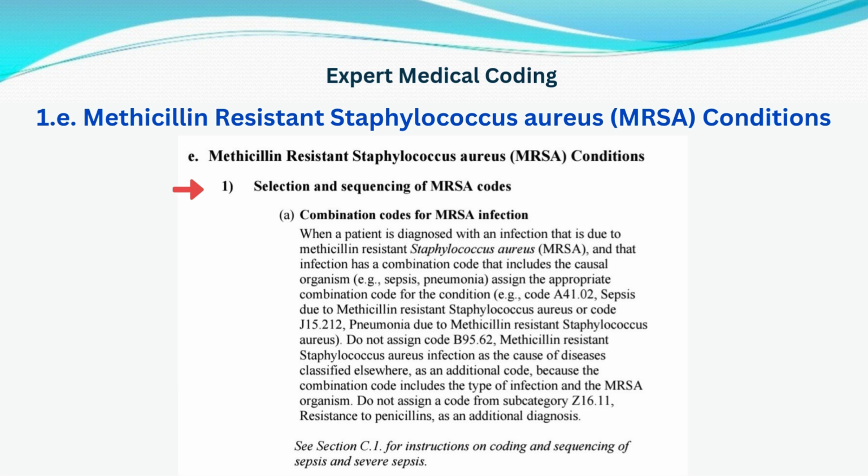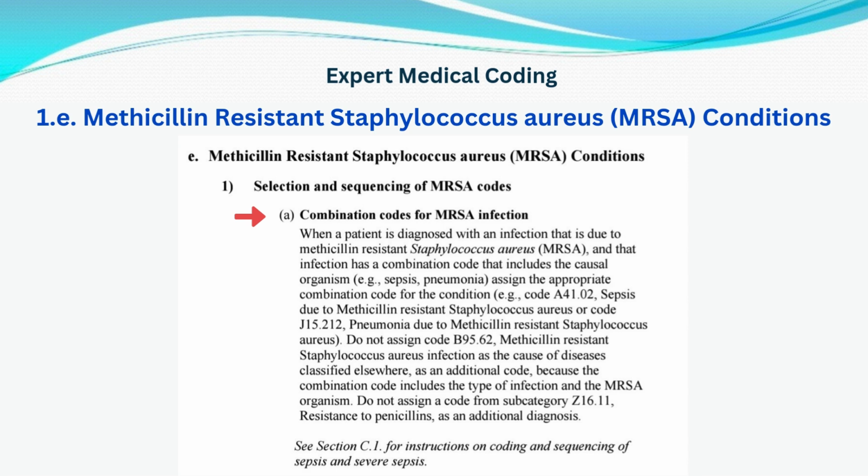So the first guideline under selection and sequencing of MRSA codes is combination codes for MRSA infection. When a patient is diagnosed with an infection that is due to MRSA and that infection has a combination code that includes the causal organism, example sepsis, pneumonia, assign the appropriate combination code for the condition. Example code A41.02 for sepsis due to MRSA and J15.212 for pneumonia due to MRSA.